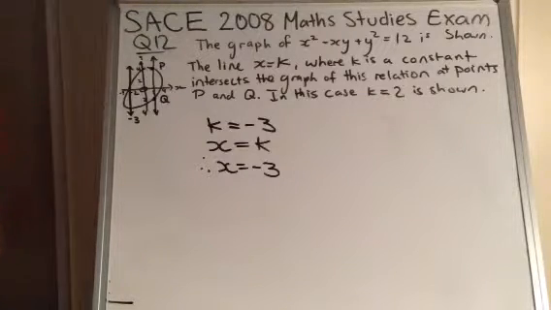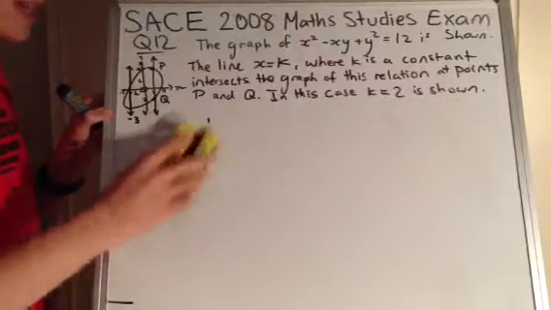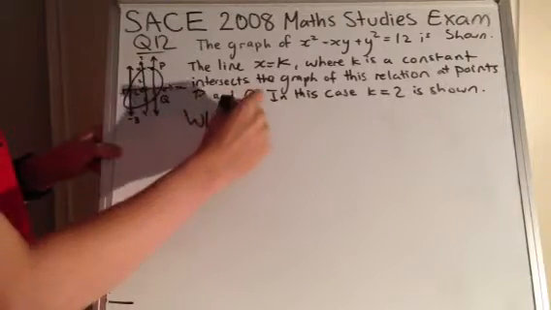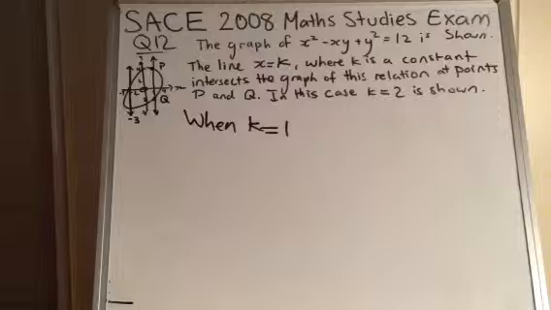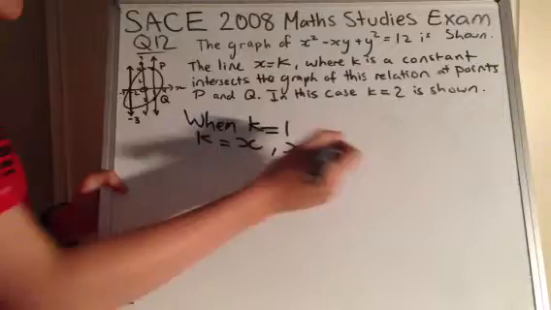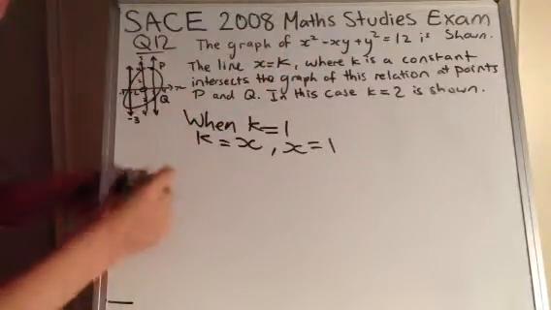Nice and simple. But it gets a little bit more difficult now when we start looking at the next question, where it says calculate the coordinates of P and Q for the case where k equals 1. So we need to find what these coordinate values are when k equals positive 1. Because k equals x, we know that this is when x equals 1. So we take our implicit relationship and we substitute in 1.